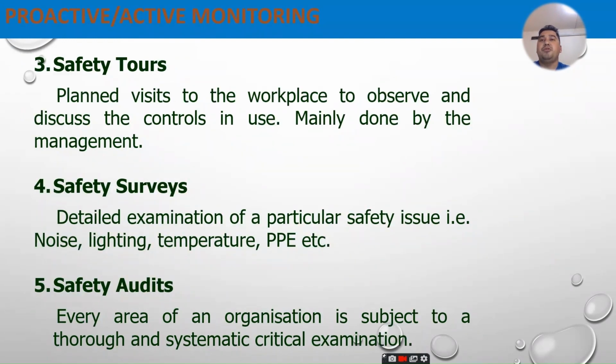Safety tours are planned visits to the workplace to observe and discuss the controls in use, mainly done by the management. After that, the safety survey. A safety survey is a detailed examination of particular safety issues, for example noise, lighting, dust, temperature, PPE, etc. Then we have safety audits. In safety audits, every area of an organization is subject to a thorough and systematic examination.